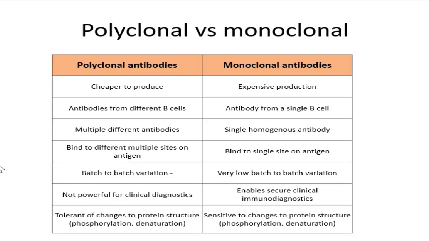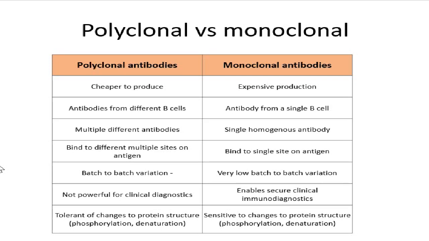Now, the disadvantage with polyclonal is you'll get batch-to-batch variation, which creates problems when you get to the clinical setting. Whereas the monoclonal has very low batch-to-batch variation, making it very useful for clinical applications in terms of precision and accuracy and reliability. Which leads us to the conclusion that polyclonal isn't great for clinical diagnostics, whereas the monoclonal is very useful for clinical diagnostics.